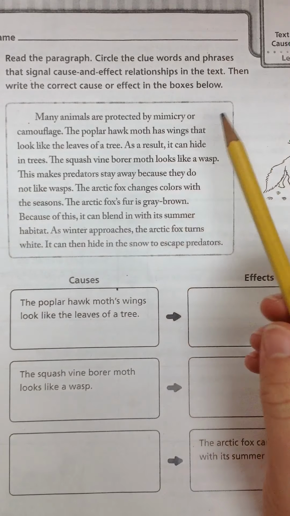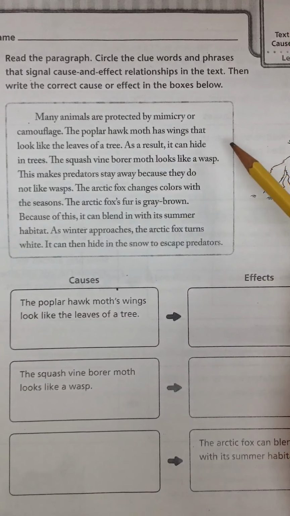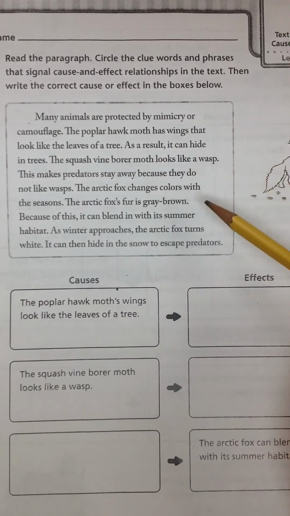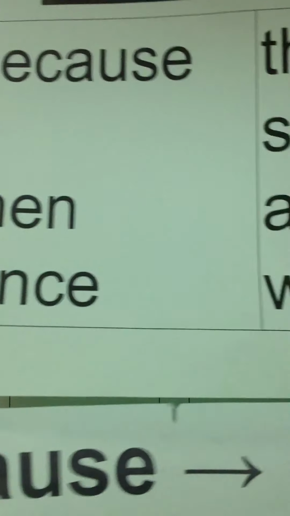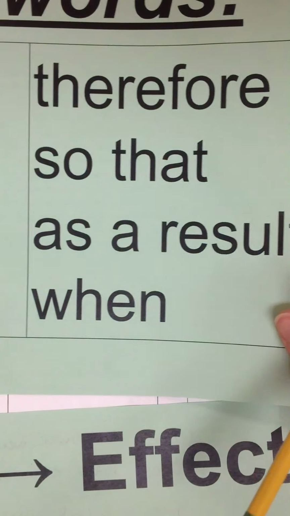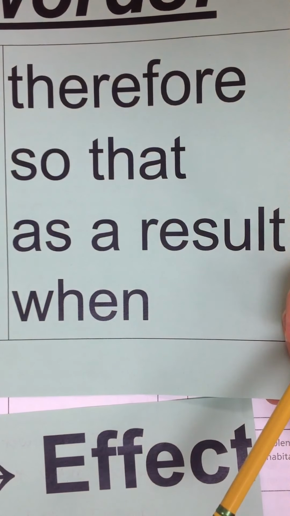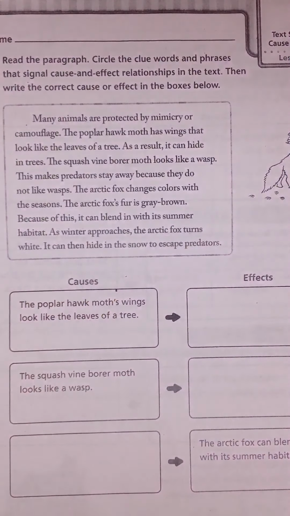Let me look back. There's like 2 or 3 clue words. Remember that if you need to pause the video right here so that you have those cause clue words, or right here so that you have those effect clue words, that might be a good idea. So circle those and then write the correct cause or effect.